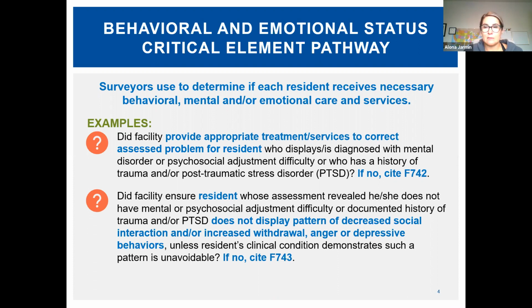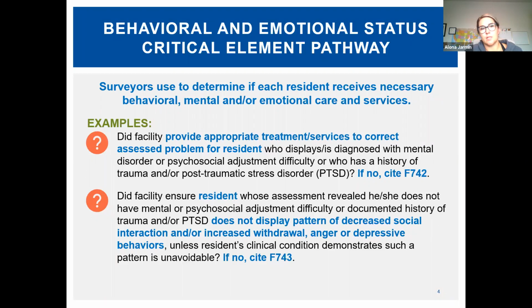F741, I know some of this is a little dry, but just wanted to put those FTAGs out there so you can reference them. Sufficient competent staff behavioral health needs, F949, behavioral health training, as well as other tags. So there's also a F742, treatment service for mental psychosocial concerns, and F743, no pattern of behavioral difficulties unless unavoidable. So these ones, I just put in some examples of what surveyors might use to determine if residents receive necessary mental or behavioral health care services.